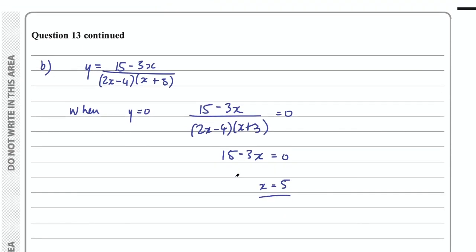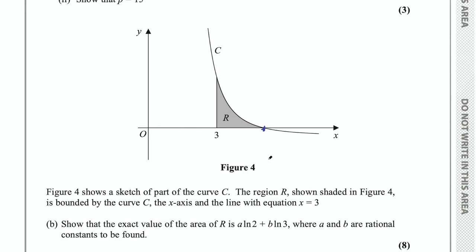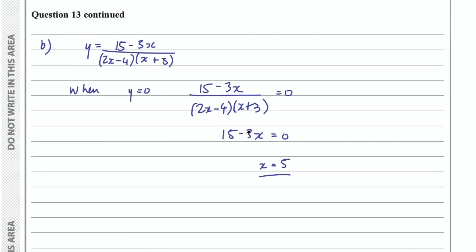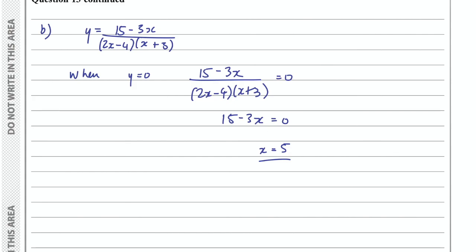So we have a definite integral from 3 to 5, and now we need to go ahead and try to integrate this expression. First thing we're going to have to do is use partial fractions to split this up to make it easier to integrate. So we're looking for the integral of y from 3 to 5, and this is equal to the integral of this expression from 3 to 5.